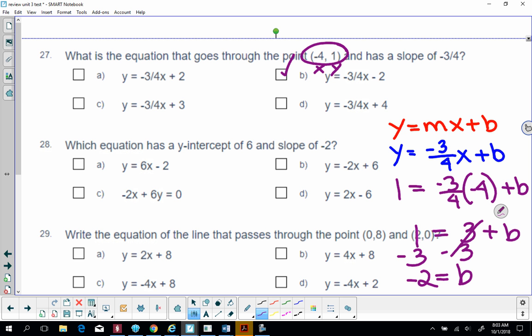Which equation has a y-intercept of 6 and a slope of negative 2? Don't think too hard about this one. It's just negative 2 is your slope, 6 is your y-intercept. There's going to be a question that is here.